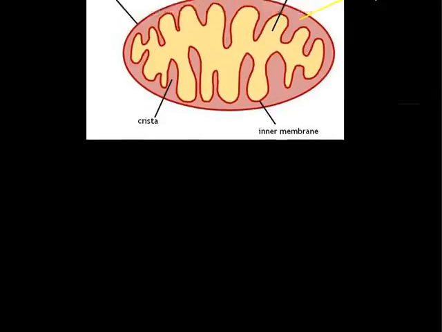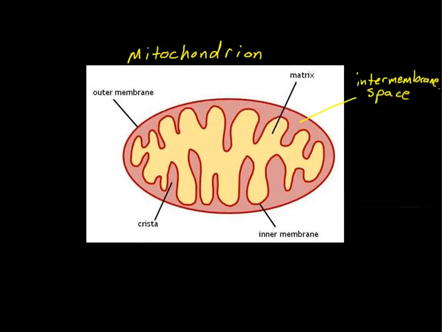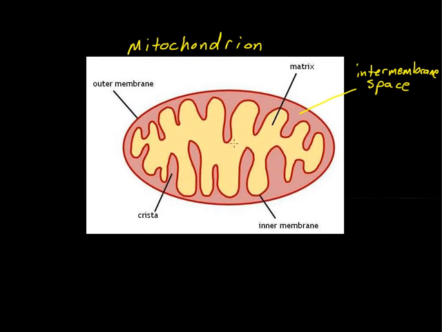Crista just refers to the folds of this inner membrane, and this is what we saw. Let me shift down here. This is what we saw here. These folds within a mitochondria are cristae. But the important thing to note with mitochondria is that we have two distinct regions. We have this innermost region, which is the matrix, and then we have the intermembrane space.